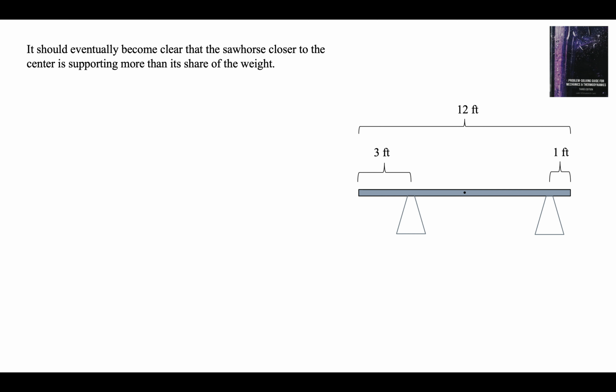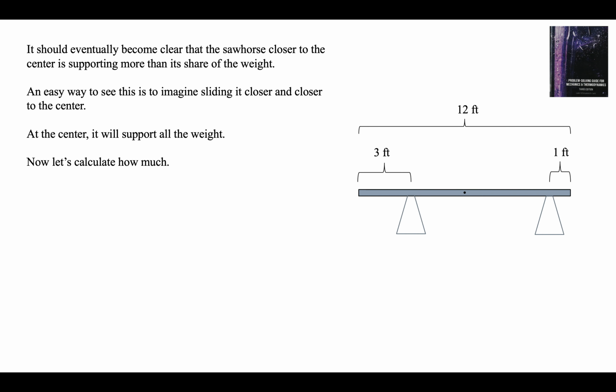Okay. It should eventually become clear that the sawhorse closer to the center is supporting more of the weight. An easy way to see this is to just slide it in close to the center. When it's there at the center, you don't even need this one. It'll balance right there. If it's in the center, it's going to be holding up all of the 24 pounds.